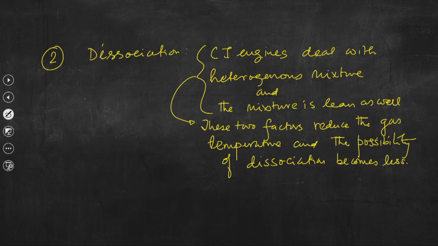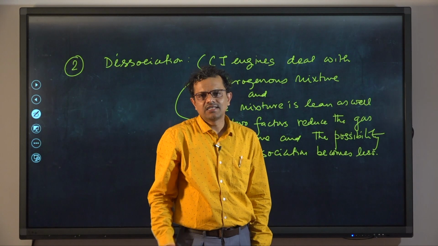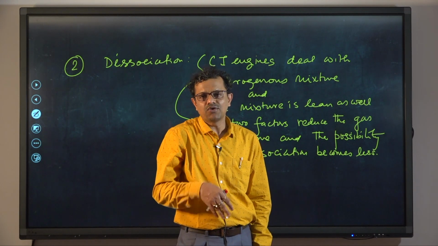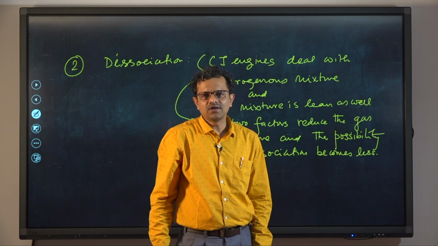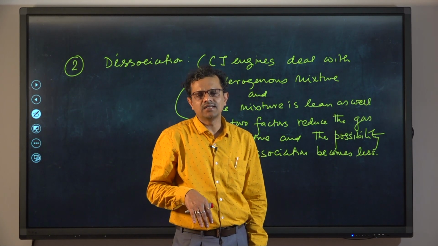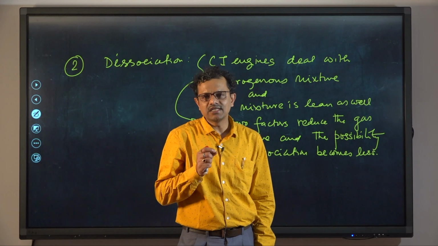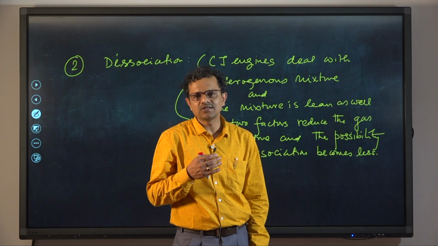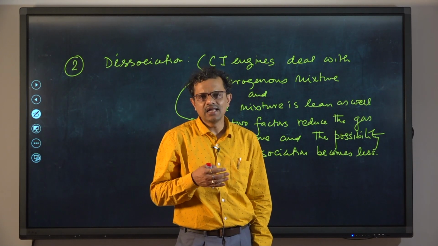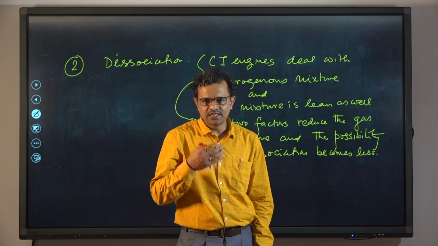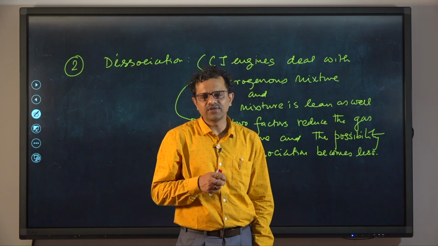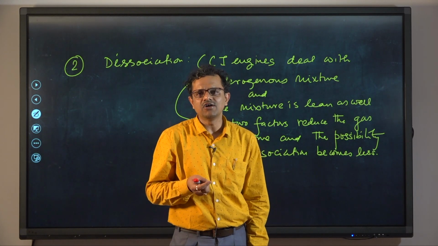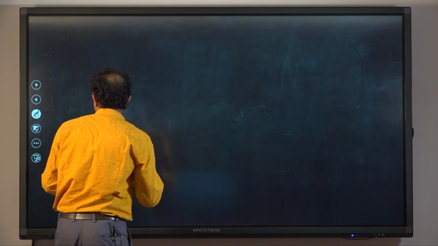Though this is a common factor for both SI and CI engines, this particular aspect is typically more vulnerable for CI engines, because CI engines are typically operated at a relatively high temperature. But the most important part is that CI engines deal with a heterogeneous mixture of fuel and also with a lean mixture. Hence, the gas temperature will be reduced because of these two factors, which in turn will reduce the possibility of dissociation. Okay, let me write the third point. The third point is blowdown loss.